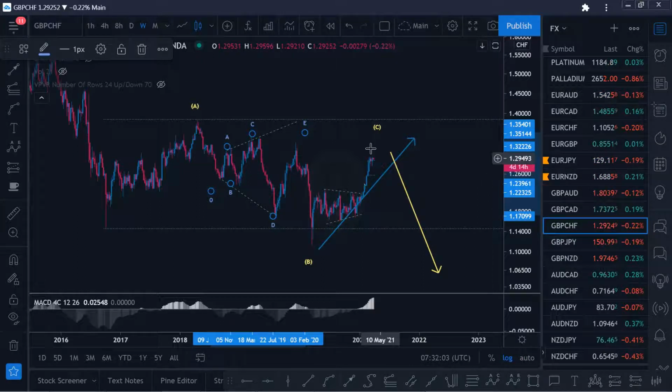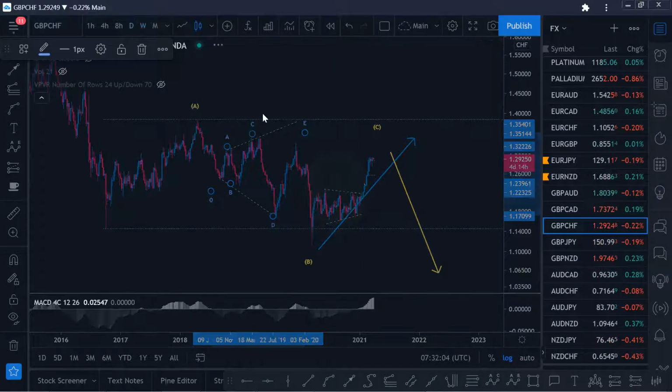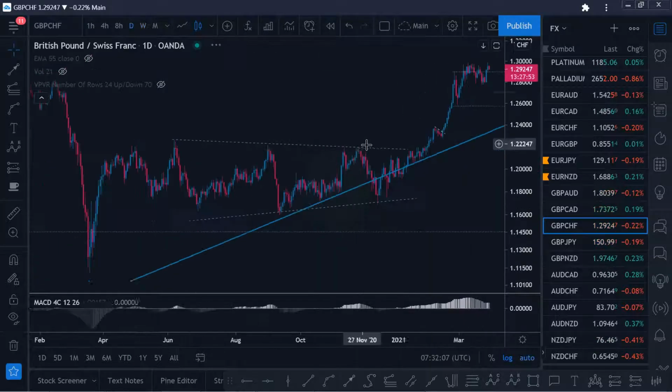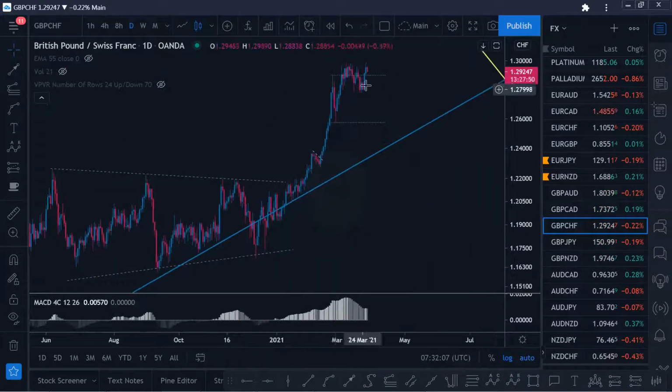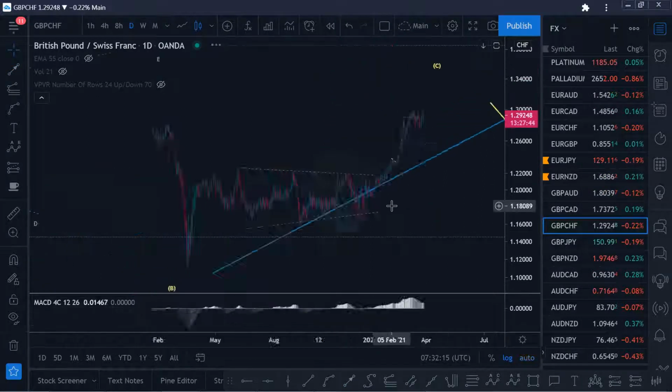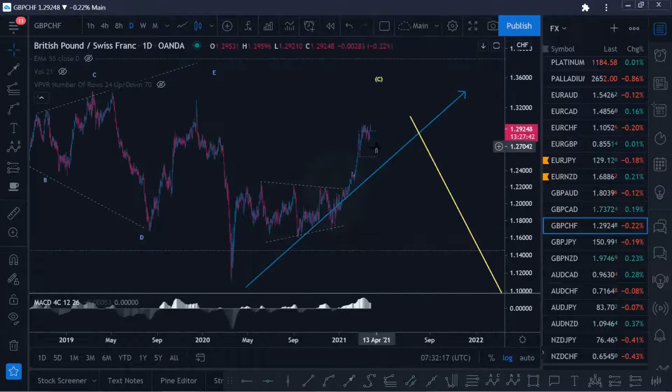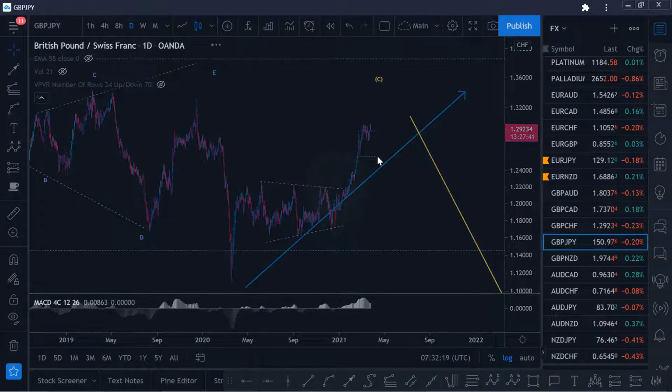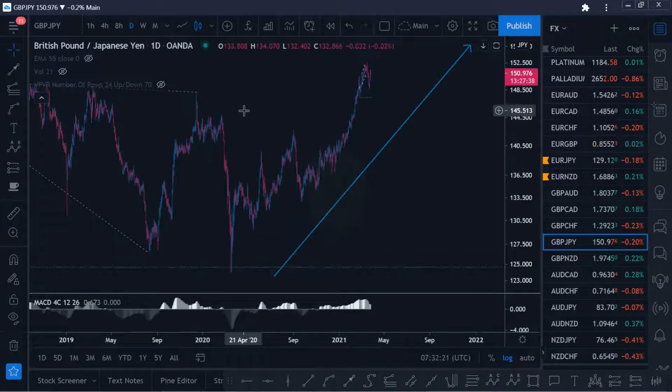The only question is, have we topped or not? So we have to see, is this a topping structure? Are we going to start to see moves to the downside, or is this just a correction for further upside, which we'll have to monitor on the lower time frames, but which we will do week by week, waiting for that turn, waiting for opportunity.